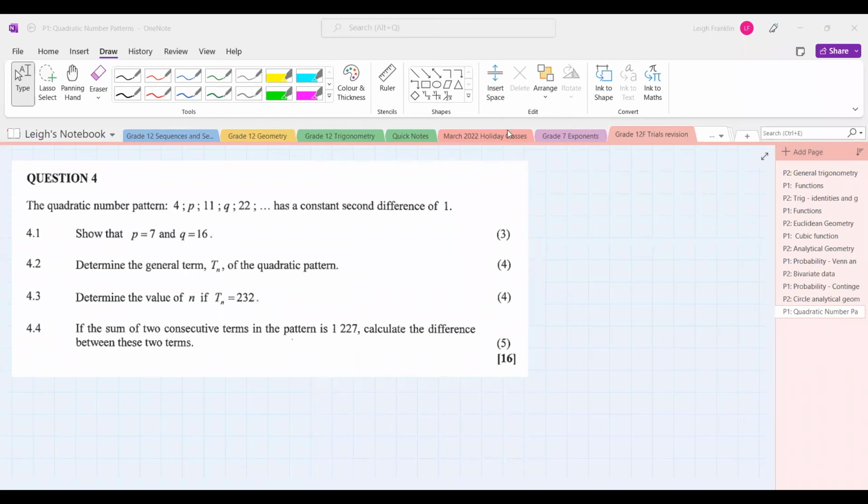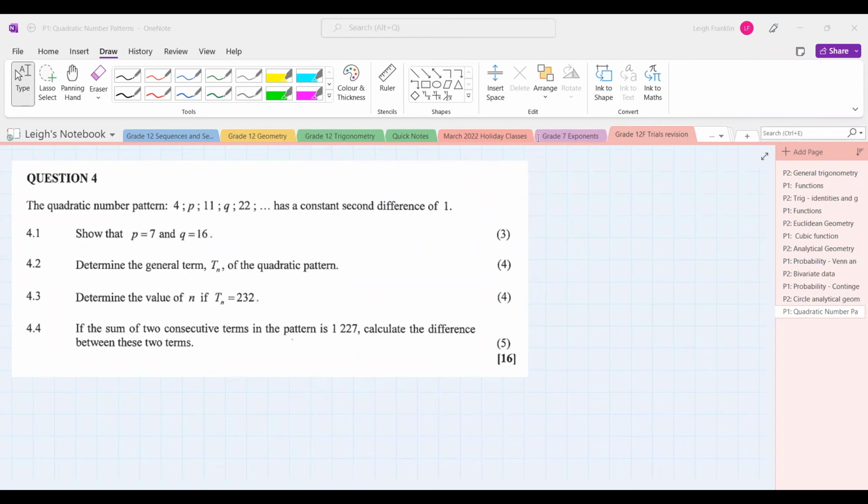The first thing they want us to do is prove or show that P is 7 and Q is 16. Before we jump in and start working with this question, the first difference would be P minus 4, quite right. So we could start doing that.